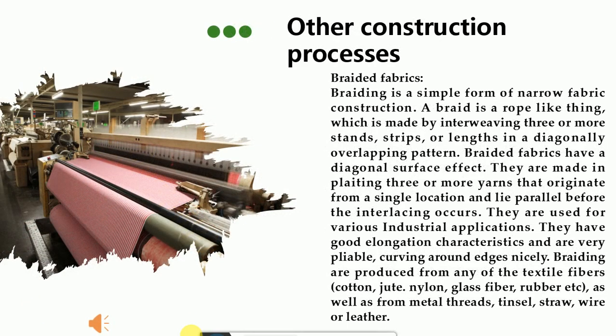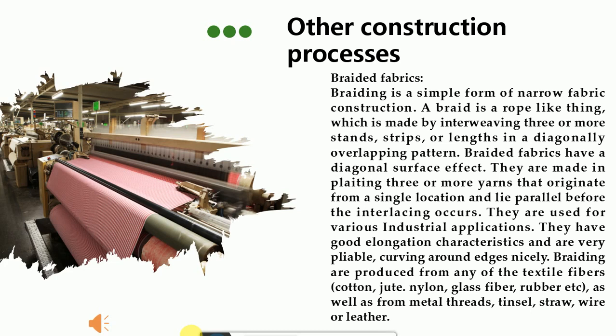Braided fabrics. Braiding is a simple form of narrow fabric construction. A braid is a rope-like thing, which is made by interweaving 3 or more strands, strips, or lengths in a diagonally overlapping pattern. Braided fabrics have a diagonal surface effect. They are made by plaiting 3 or more yarns that originate from a single location and lie parallel before the interlacing occurs. They are used for various industrial applications.